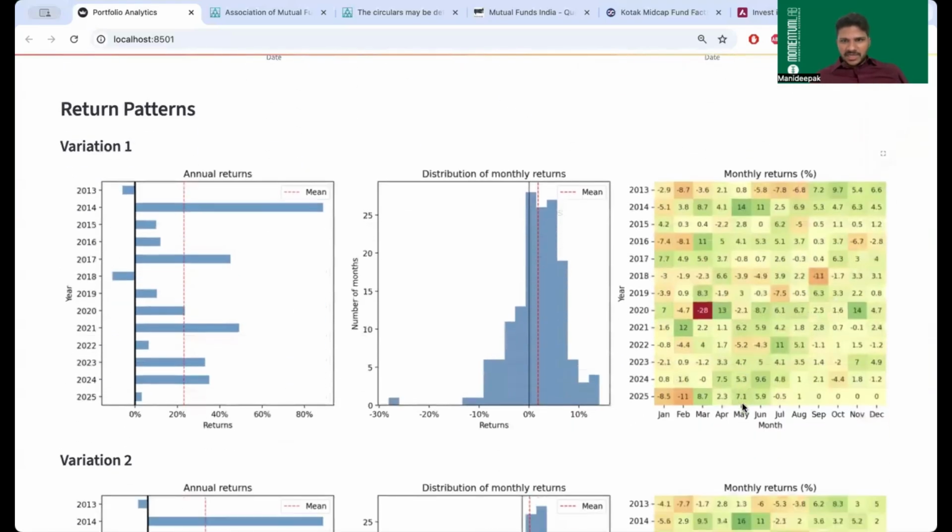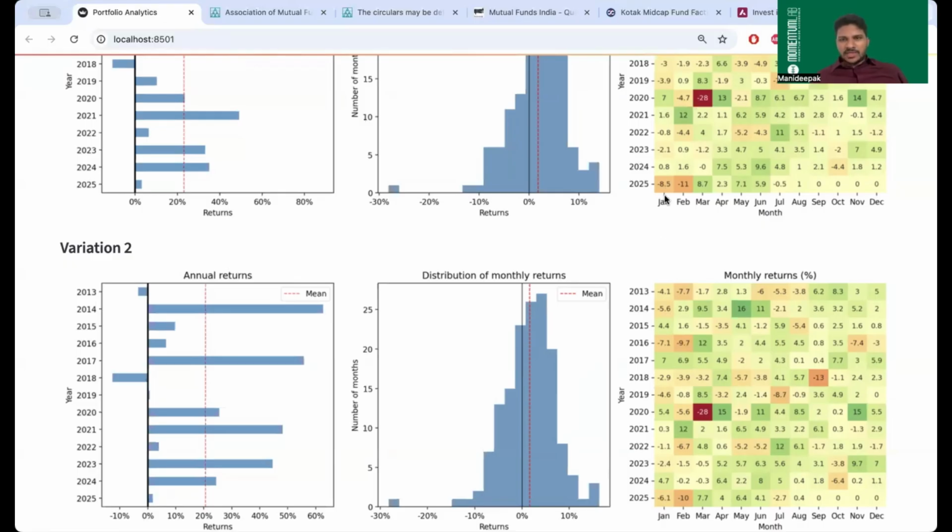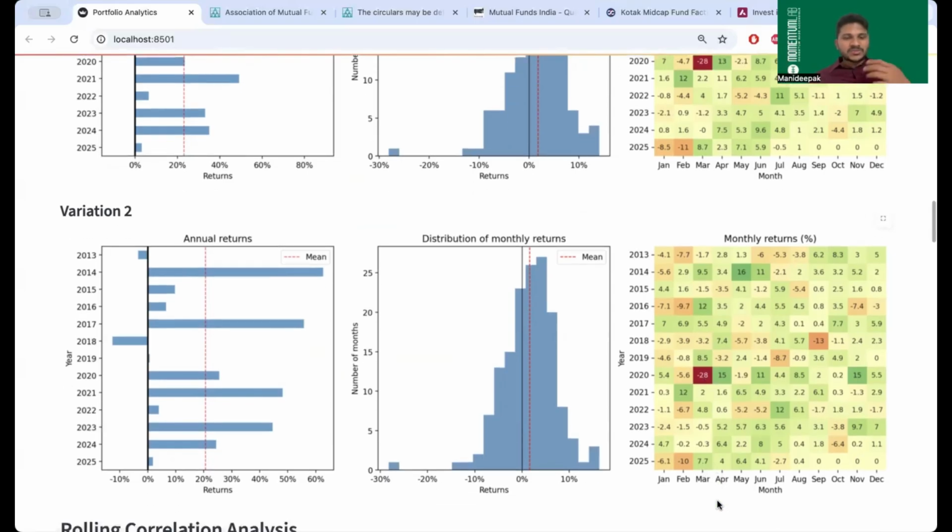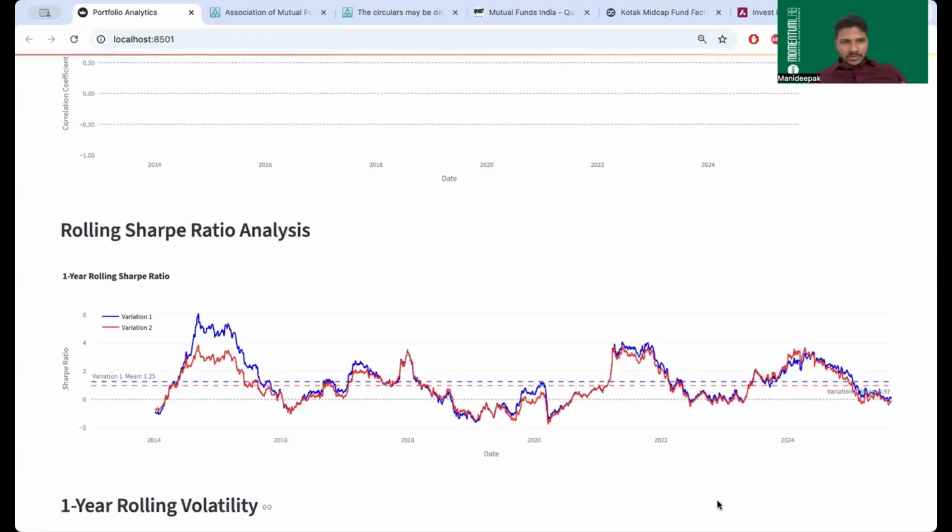Now let me compare the monthly returns. If you look at Jan 2025, the fund did minus 8.5% versus minus 6.1% from the benchmark. So the fund did worse than the benchmark. And again, in Feb as well, minus 11% versus minus 10%. But when it recovered in March, it recovered better, right? So it did 8.7% over the benchmark, which did about 7.7%. So you can see it's doing well on occasions and not doing well on a few occasions. That's when we look at the rolling returns and we'll see how things perform there.